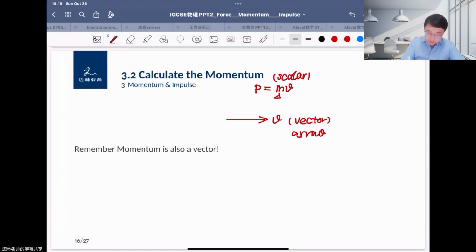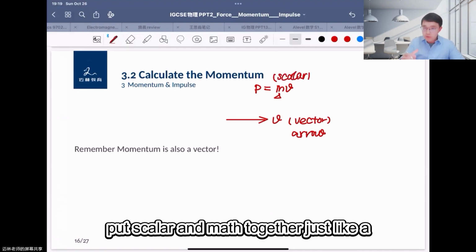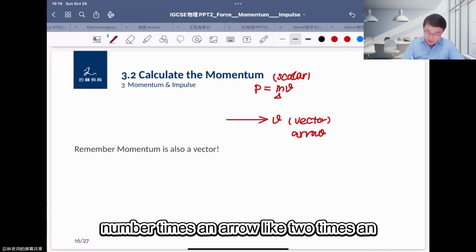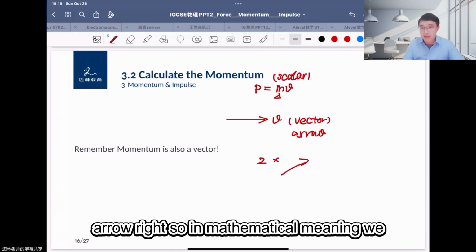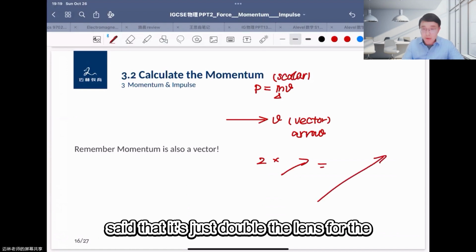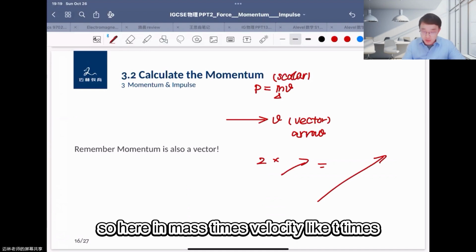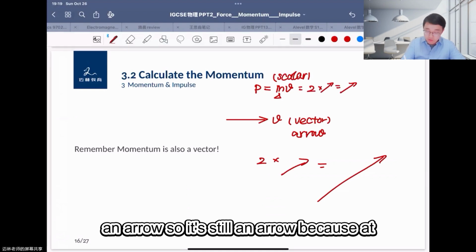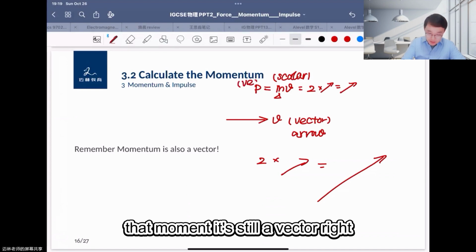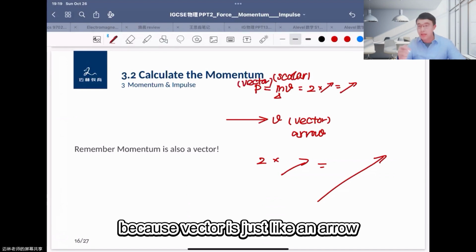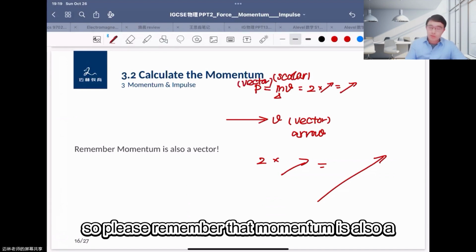Once you put a scalar and a vector together, it's just like a number times an arrow, like 2 times an arrow. In mathematical meaning, it just doubles the length of the arrow, so it's still an arrow. Here mass times velocity is like 2 times an arrow, so it's still an arrow. Makes sense that momentum is still a vector, because a vector is just like an arrow. So please remember that momentum is also a vector.